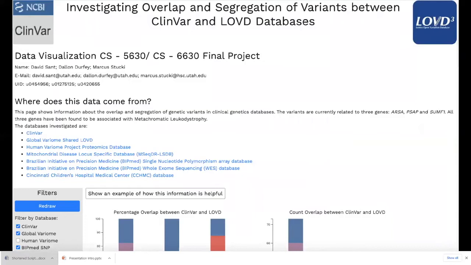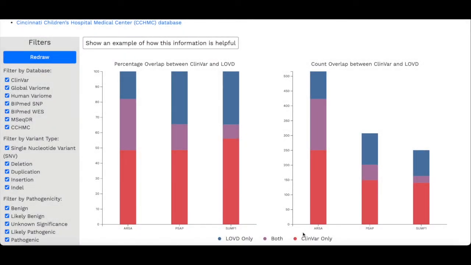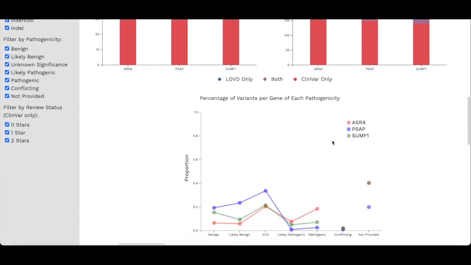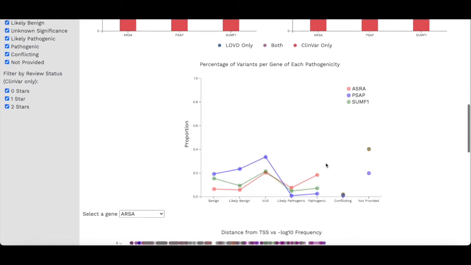This visualization sets out to communicate not only the existence of the LOVD platform, but also its utility to clinicians and leaders in the genetic testing industry. The visualizations we've created to demonstrate the data include two stacked bar charts which show the percentage and count overlap of the gene variants between the databases, as well as a line graph which shows the different genes present in the database and how frequently those are classified into the different pathogenicity classifications.